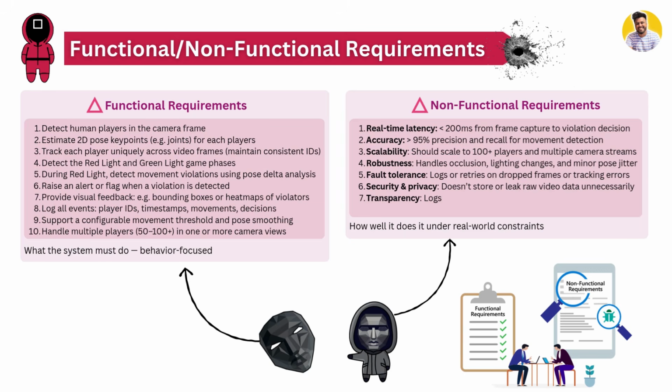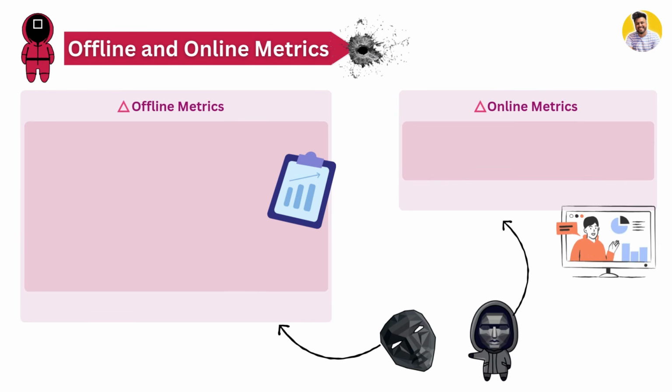So when this is done and finalized with your interviewer, then talk about the metrics, offline and online metrics both, because offline metrics ensure your system catches violations without falsely accusing innocents while maintaining clean, stable key points for downstream logic.